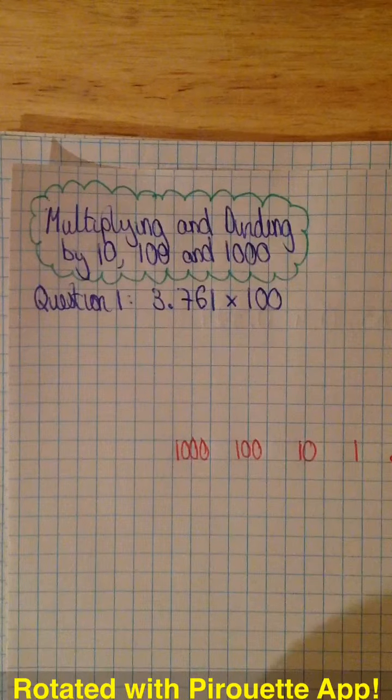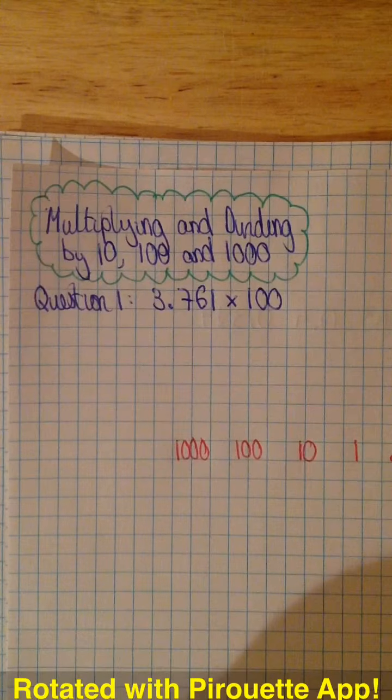Today we're going to look at multiplying and dividing by 10, 100 and 1000. In today's video I'm going to do two examples. I'm going to do an example where we times by a factor of 10 and then we're going to divide by a factor of 10, and we'll see that it's very, very similar in both cases.